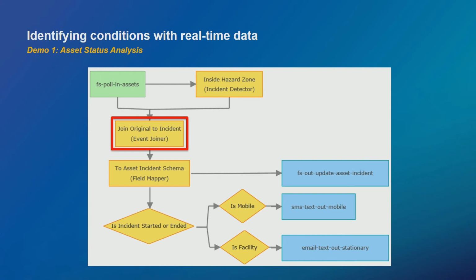So once an incident has been detected and has been passed out of this top right processor, the incident schema has changed, so it's now an incident rather than the original vehicle field crew information that we had. So we're going to join that information back to the original data in the original event. So we use an event joiner. This is a new processor at 10.7. And let's take a closer look at the event joiner.